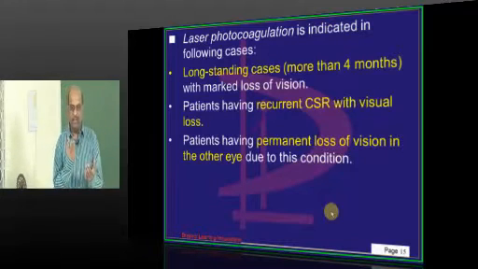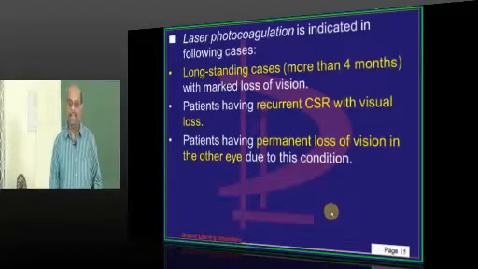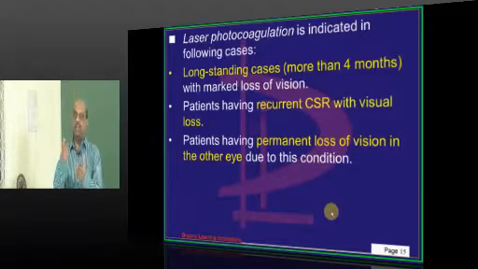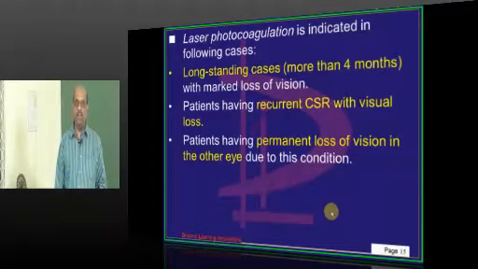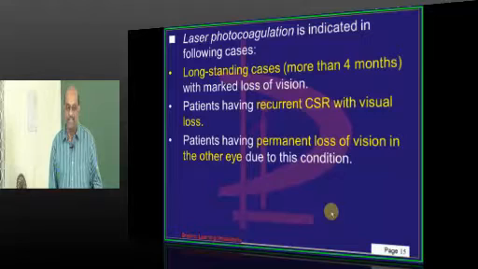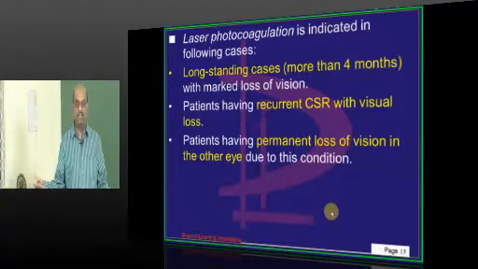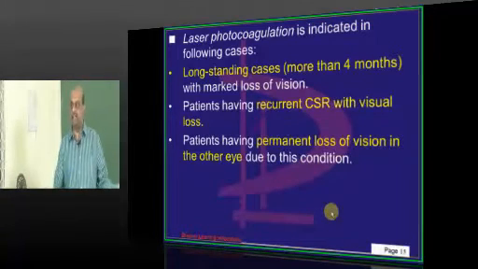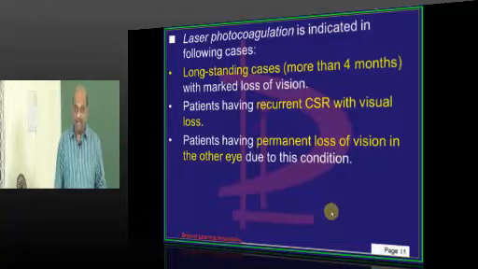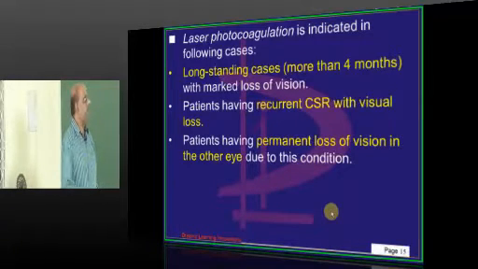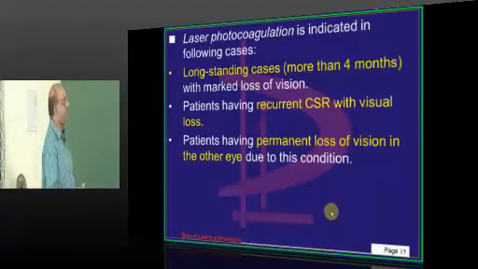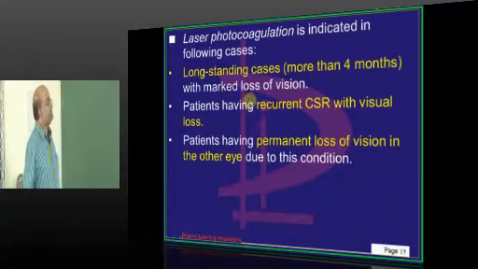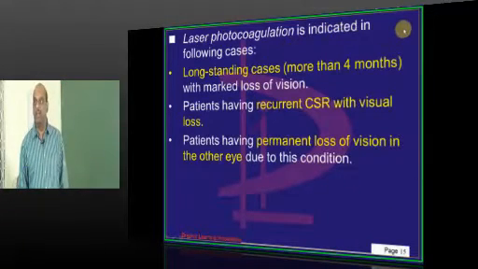Ophthalmologist has a gun for everything. He can apply burns to the retina wherever he wants if he doesn't know what to do. So that's how we treat, no? Lot of entities, neovascularization in retina, etc., etc. So the same photocoagulation you can use here, but what are the important indications?